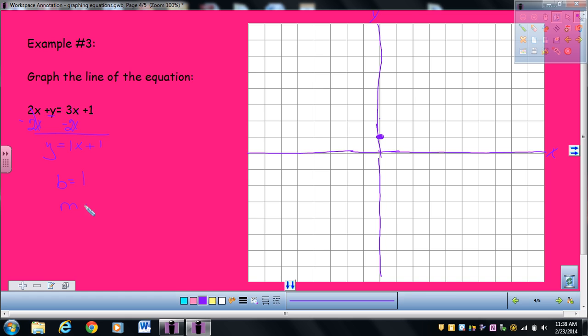And my next step is to determine what is my slope, and in this equation it's a positive 1. And of course I need it to be in fraction form, so I put the 1 underneath to determine my rise and my run. And that's a positive slope. It's positive, so that's going to go up. So I'm going to rise 1 and run 1, plot a point. Rise 1, run 1, plot a point.